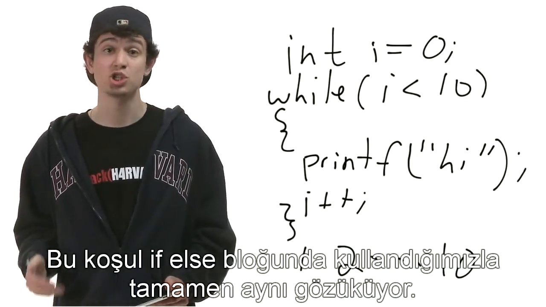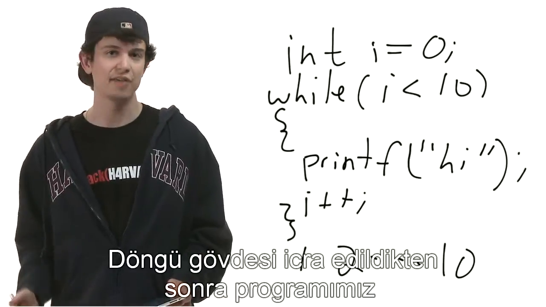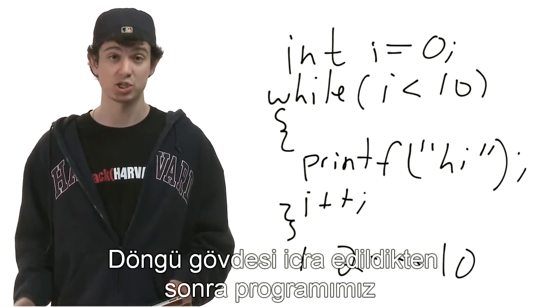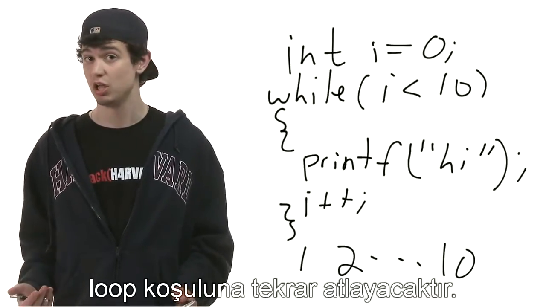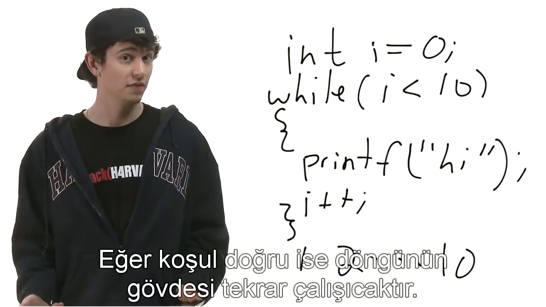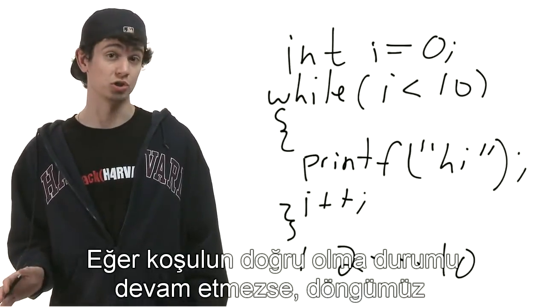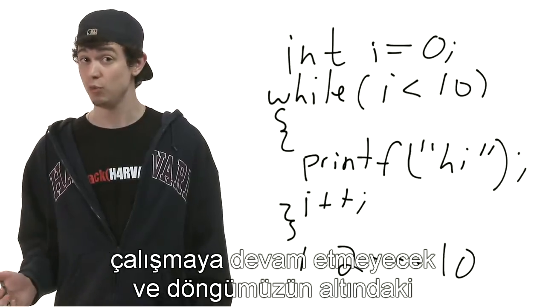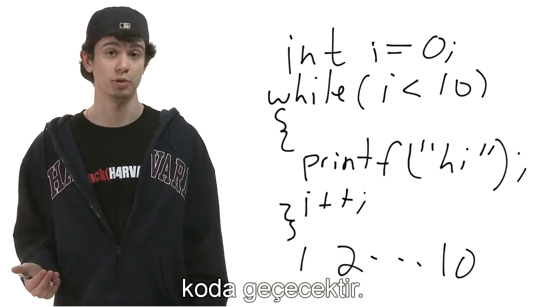This condition looks just like the conditions we used in if-else blocks. After the body of our loop has been executed, our program will jump back up to the loop's condition. If the condition is true, then the body of the loop will be run again. If the condition is no longer true, then our loop won't be run anymore and we'll move on to the next line of code underneath our loop.